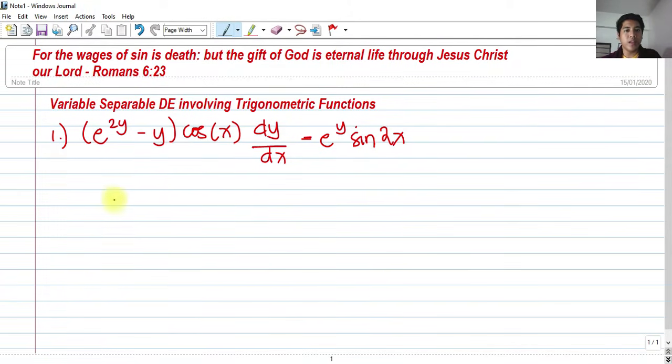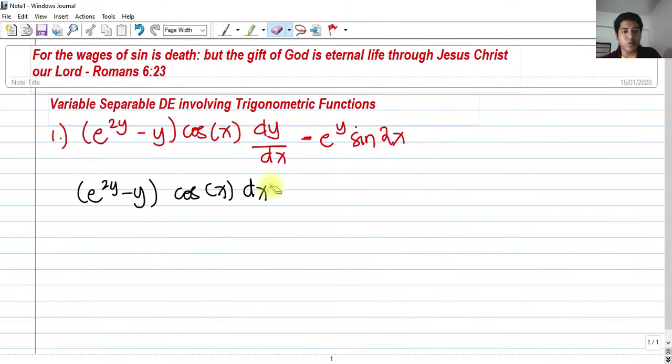So if we're going to rearrange this, I can multiply both sides by dx. So we have e raised to 2y minus y, the cosine of x, then dx, this would be dy, because we multiply it by dx. So this is e raised to y sine of 2x, then dx. Okay, so we desire that all the terms containing x are on the right side of the equation and all the terms containing y are on the left side of the equation.